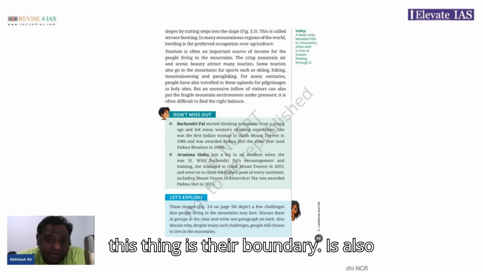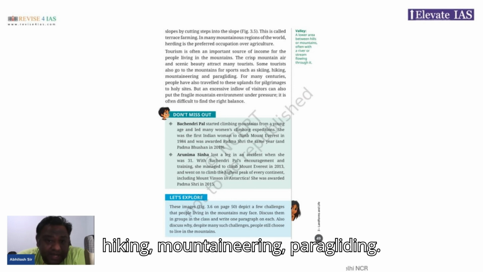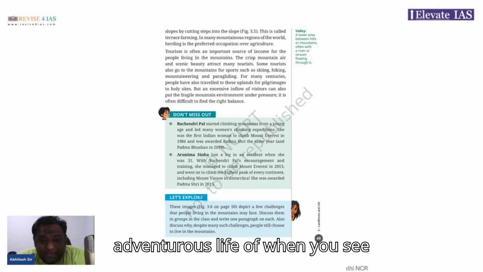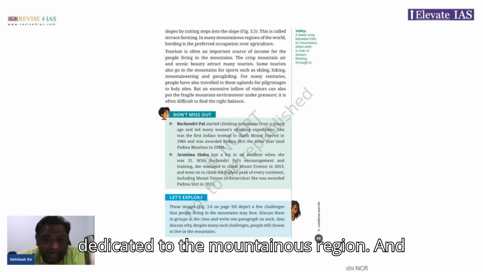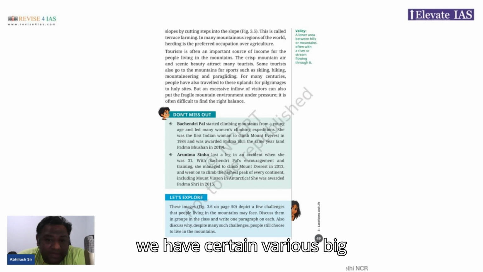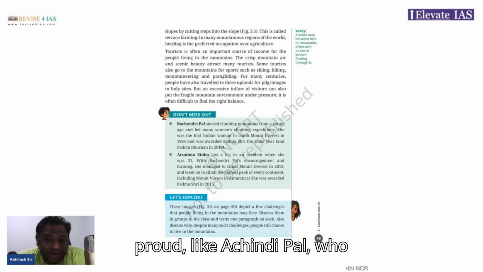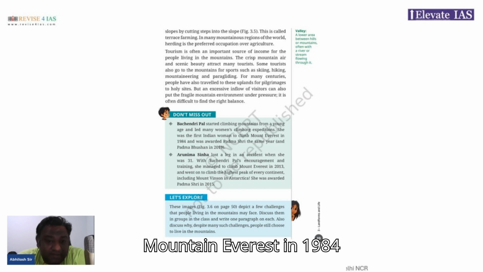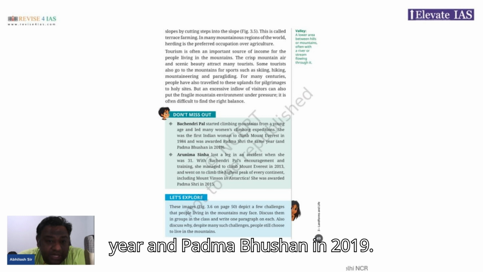Mountains are also known for various sports like skiing, hiking, mountaineering, paragliding, and the adventurous life when you see mountains. Many of the adventures are dedicated to the mountainous region, and we have certain big names of the country who have made us proud, like Bachendri Pal, who was the first Indian woman to climb Mount Everest in 1984 and was awarded the Padma Shri in the same year and the Padma Bhushan in 2019.